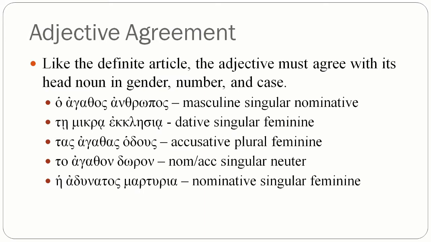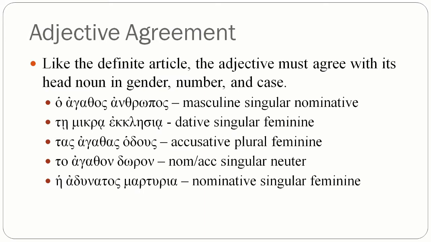Therefore, these are all together. Okay, that definite article with the adjective with the noun, that is a full adjective phrase. Look at the next one there, te mikra ecclesia. All right, what's going on here? Those endings don't exactly match up.